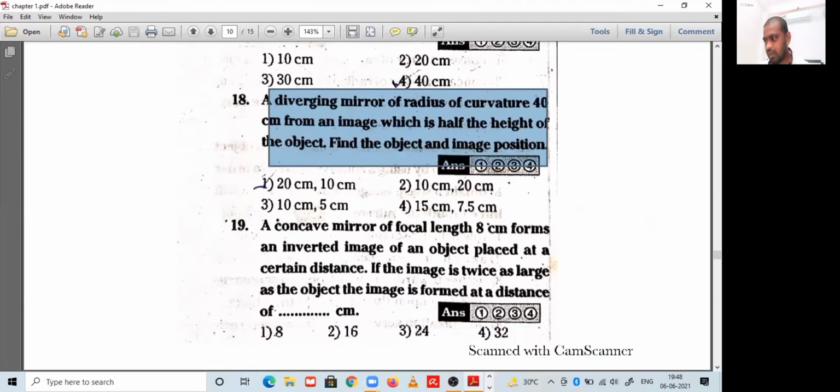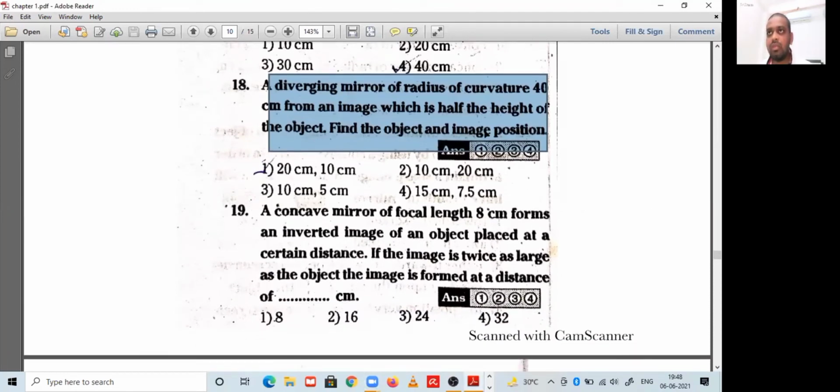Coming to question number 19. A concave mirror of focal length 8 centimeters forms an inverted image of an object placed at a certain distance. So the given mirror is a concave mirror of focal length 8 centimeters. If we apply the sign conventions, f will be minus. If the image is twice as large as the object, the image is formed at a distance of dash centimeters.